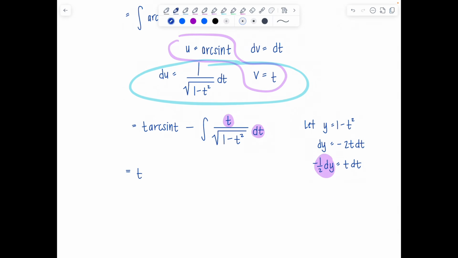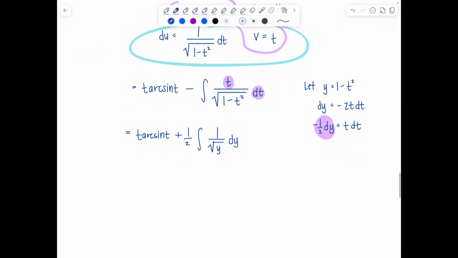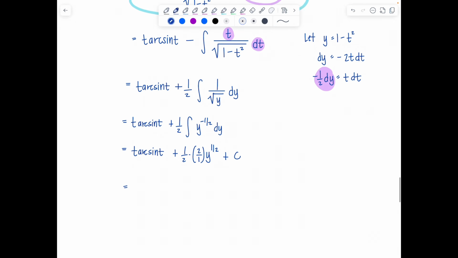All right, so now we have t arcsine of t minus, but minus a minus 1/2 will be plus 1/2 integral 1 over square root of y dy. Remember, 1 over square root of y, if you're going to integrate, put it in integration-friendly format. I would write it as y to the negative 1/2 dy to help your brain. So then you're ready to go. I'm going to add 1 to the exponent, divide by the new exponent, that's the same as multiplying by the reciprocal, and then put plus c. So then the 2 and the 1/2 cancel.